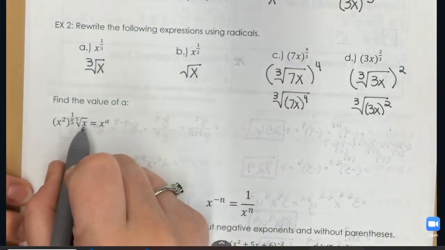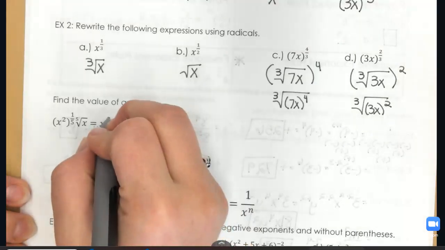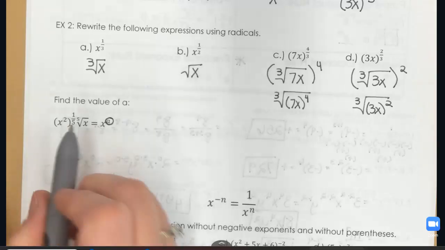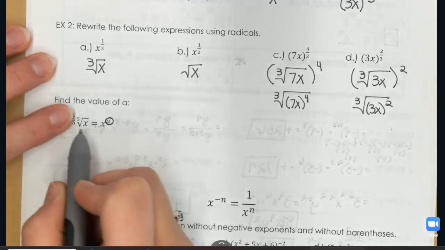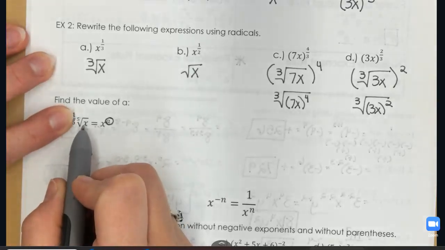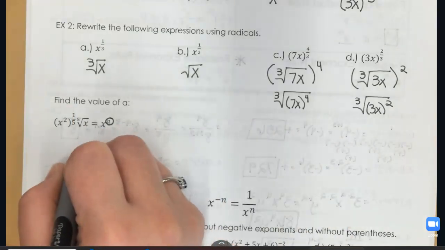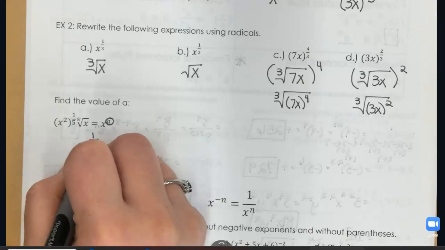Okay, this next one is kind of combining everything we talked about on the front side and this side. We are going to consolidate this into one term with a single exponent. So what that means is everything needs to be in exponential form. This first part is good, but I have a 5th root of x. So before I can combine, I need to rewrite that as an exponent. Well, that's just x to the 1/5.